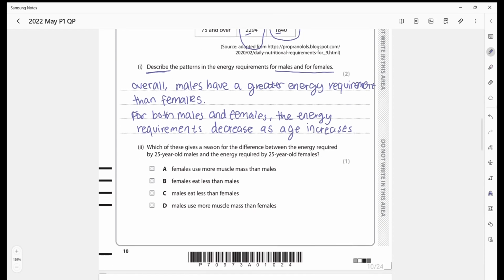Alright, let's look at the second part here. Which of these gives a reason for the difference between the energy requirement by 25-year-old males and the energy requirement by 25-year-old females? So we know that for males, the energy requirement is greater than for females, and the only reason that fits with this, that can explain this, is that males have more muscle mass than females. So more muscle mass means greater amounts of energy required for those muscles.